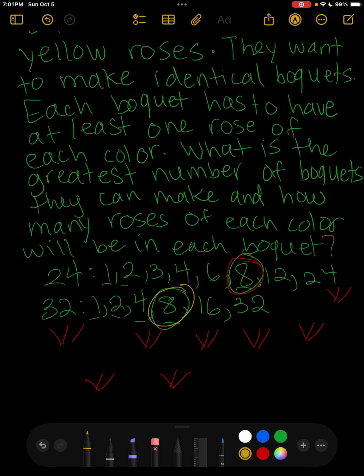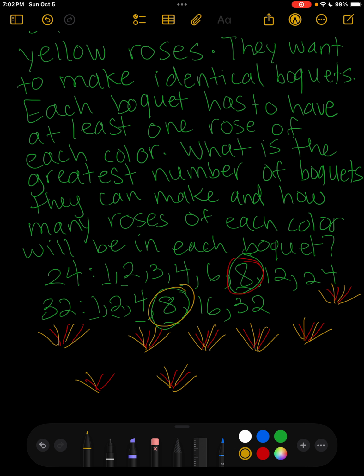So what number times 8 is 32? If you said 4, you would be correct. So then we put 1, 2, 3, 4. That's a lovely bouquet. Okay, so that is the answer. There's 8 bouquets, there's 4 yellow roses in each, and 3 red roses in each.